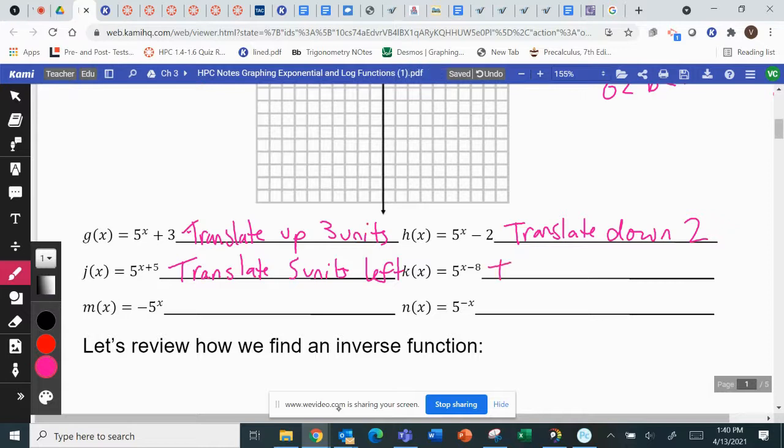And then this one will be translate 8 units to the right. And then we've got -5 to the x and 5 to the negative x, where we've got the negative x. One of them's vertical, one of them's horizontal. Do we know which one's horizontal? Marie, which one's horizontal?